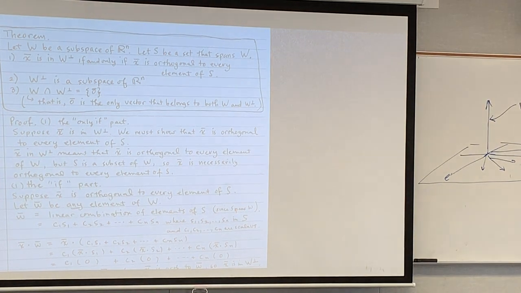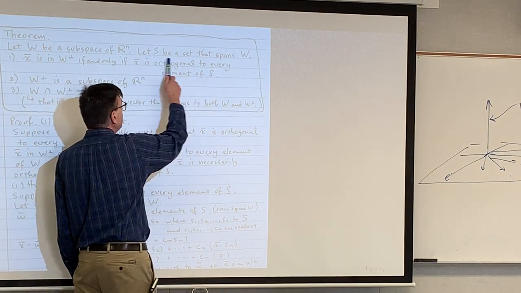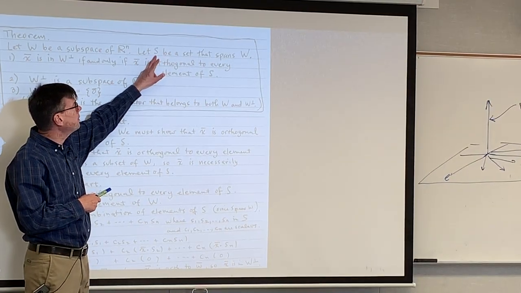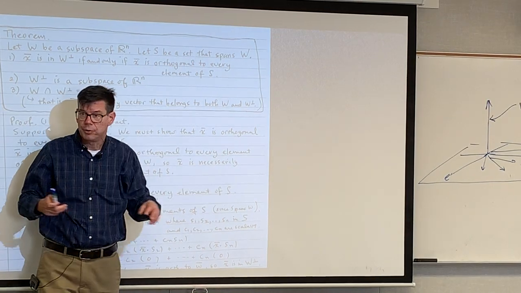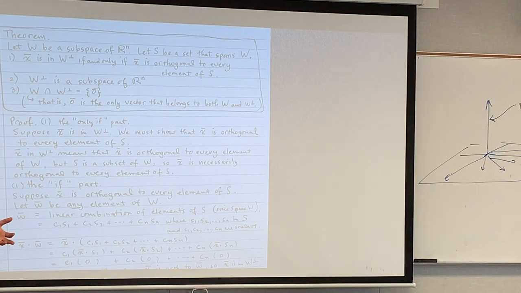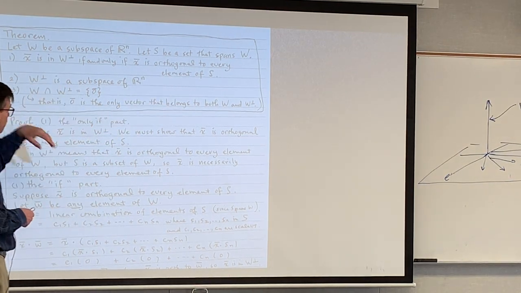So this is important, and it's not hard either, not hard at all. Let W be a subspace of Rn. Let S be a set that spans W. Okay, so S is a spanning set of W. Could be a basis, could be more than a basis. So think of S as some subset of W, and if you take all the linear combinations of the elements of S, you get all of W. So it could be a basis, possibly. So part one of the theorem: X is in W perp, this orthogonal complement, if and only if X is orthogonal to every element of S.